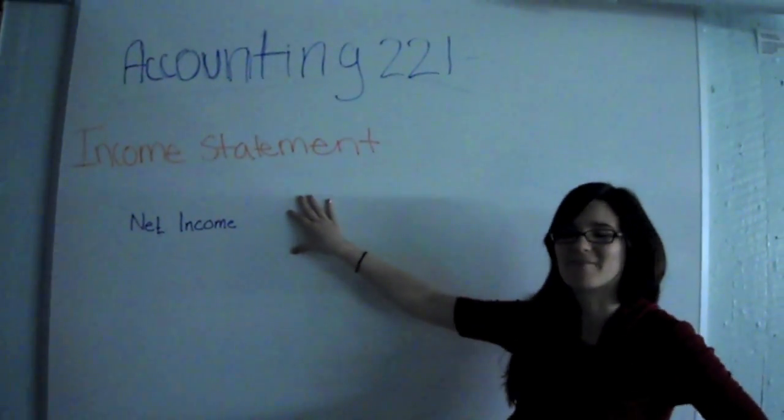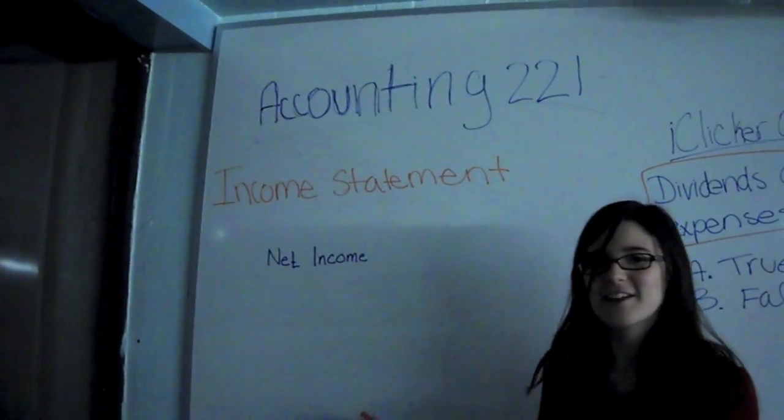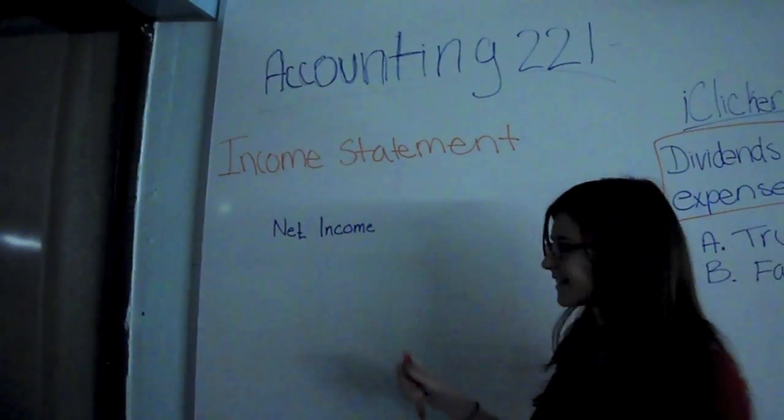So the first thing you're going to find is the income statement. What you're looking to find in the end is the net income. Does anybody know what goes into net income? I'll take that as a no.